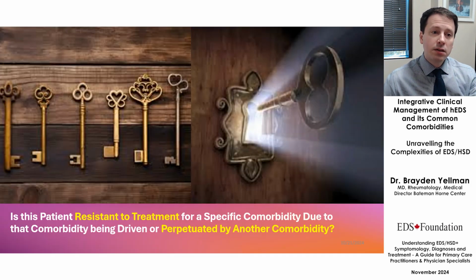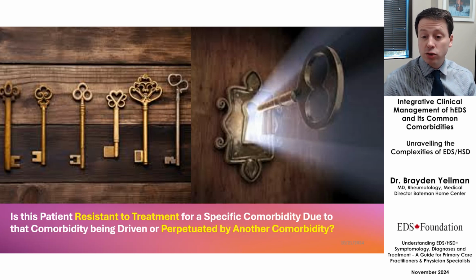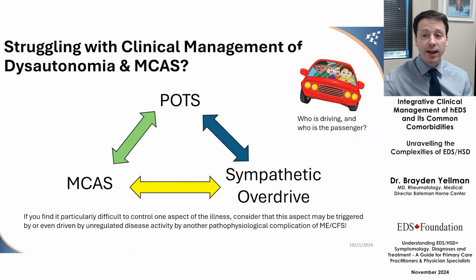All right. Your patient's sitting in front of you and they've been resistant to treatment for POTS. They've been resistant to treatment for mast cell. What do we do? Well, is that resistance perhaps due to a different comorbidity driving or perpetuating that comorbidity? And I just want to have you think about who is driving and who is the passenger in this case. These conditions all affect one another.